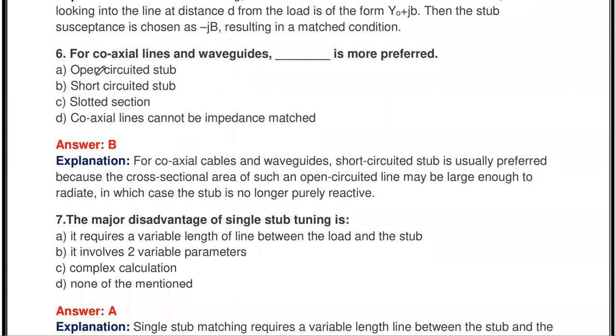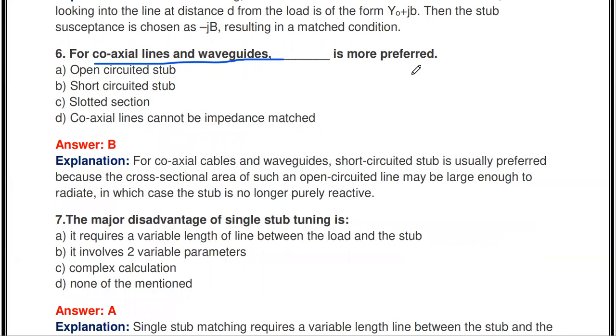Then the next question: for coaxial line and waveguide, dash is more preferred. Open circuited stub, short circuited stub, slotted section, coaxial line cannot be impedance matched. So for coaxial line and waveguide, the more preferred one is the short circuited stub.